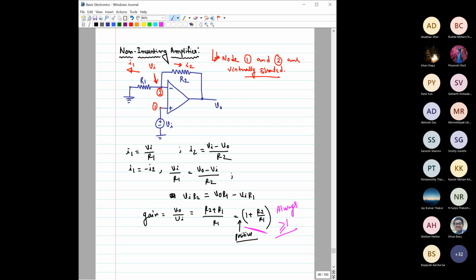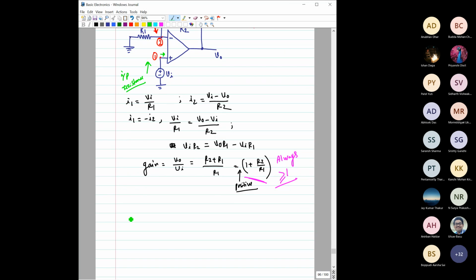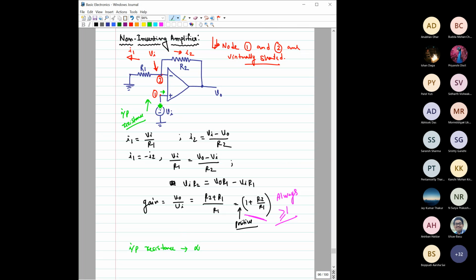And this is the input here. If you look from here, what is the input resistance? Here the input is directly fed to this op amp. If this op amp is ideal, then if you look from here, you will see a resistance equal to infinite, meaning very high resistance, right? So for this case, the input resistance is infinite.